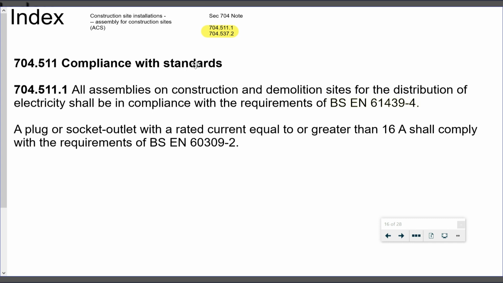704.511.1 is the compliance with the standards, and it tells you there all assemblies on construction sites and demolition sites for distribution of electricity shall be in compliance with the requirements of BS EN 61439-4. So that's a pretty simple one to find.